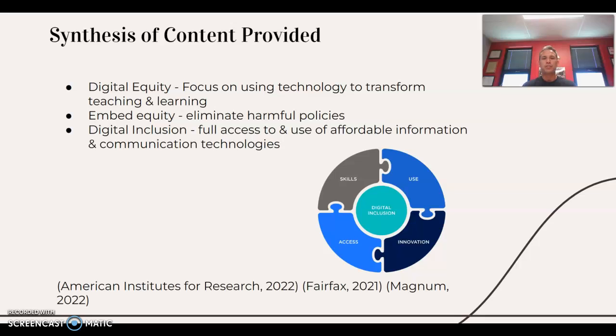Then looking at digital inclusion, that being full access to and use of affordable information and communication technologies. That includes internet-enabled devices, digital literacy, applications, and online content.